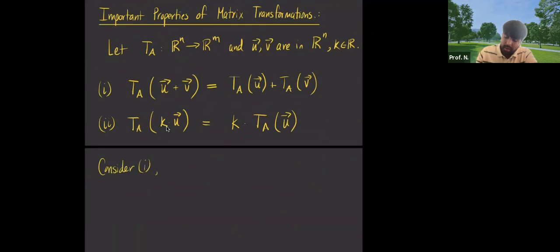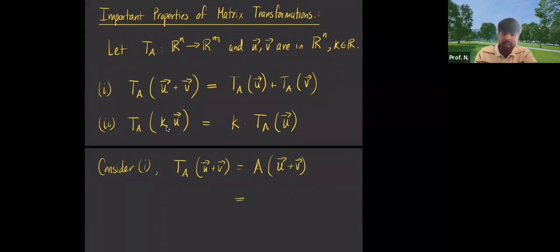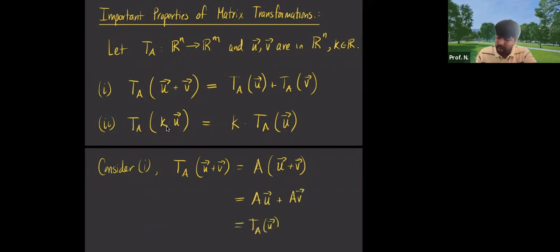Because this is associated with A, just consider the first one for now. So TA of U plus V means that there is a matrix A that when you multiply it by U plus V, I get a result back, right? But because of the distributive property that matrices obey, I can do this. And then this itself is TA of U plus TA of V. And the same thing goes for this statement here. So these are very important properties. These are called linear conditions.